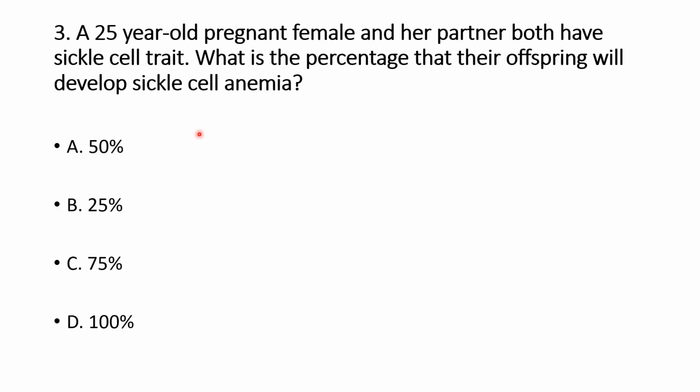Coming to the third common question. A 25-year-old pregnant female and her partner both have sickle cell trait. What is the percentage of their offspring that will develop sickle cell anemia? While discussing the inheritance pattern, I mentioned the common pattern where both parents have the trait, and the percentage of children with the sickle cell disease was also mentioned there. So identify the answer. A. 50%, B. 25%, C. 75%, D. 100%.